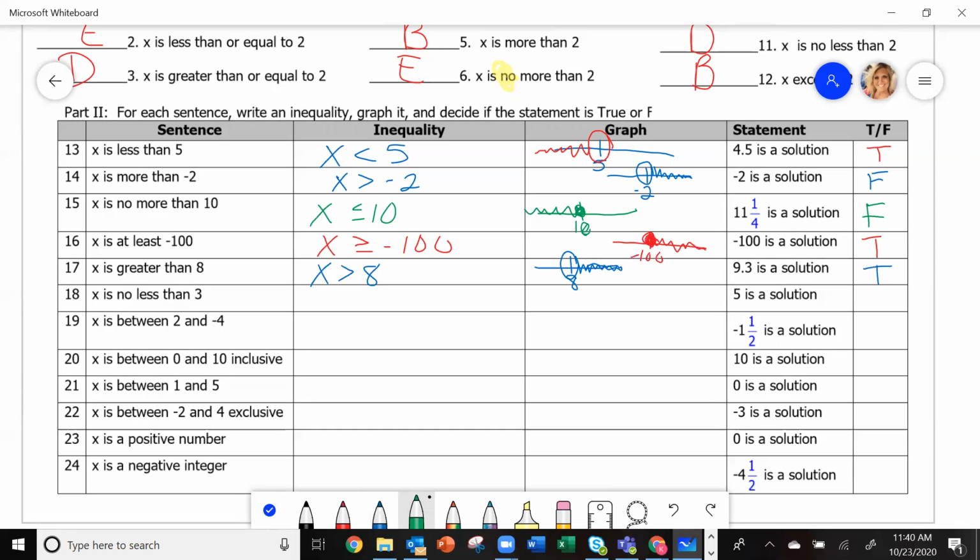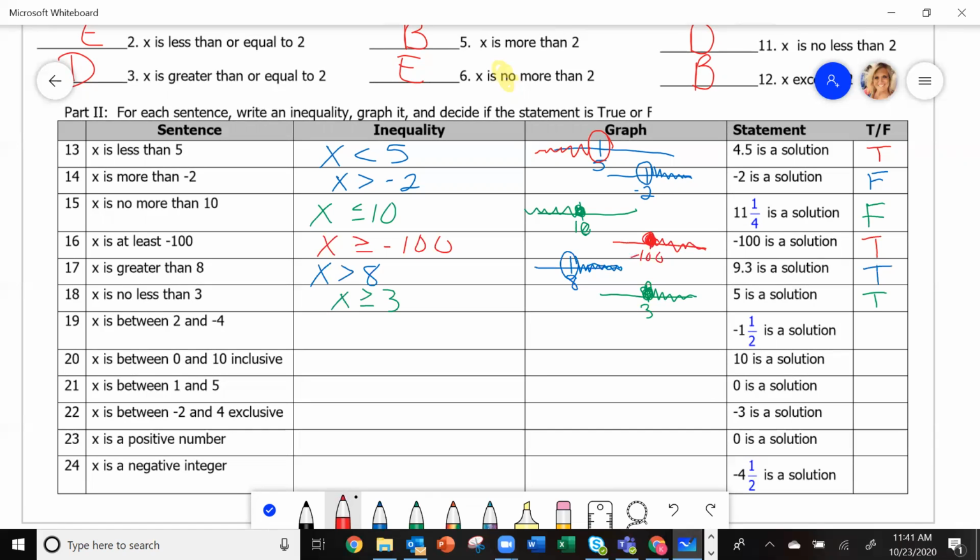Number 18, X is no less than 3. So that means X is greater than or equal to 3. So right here at 3, closed circle, shade to the right because it's greater than. Is 5 a solution? Is 5 greater than 3? Yes, so this is true.